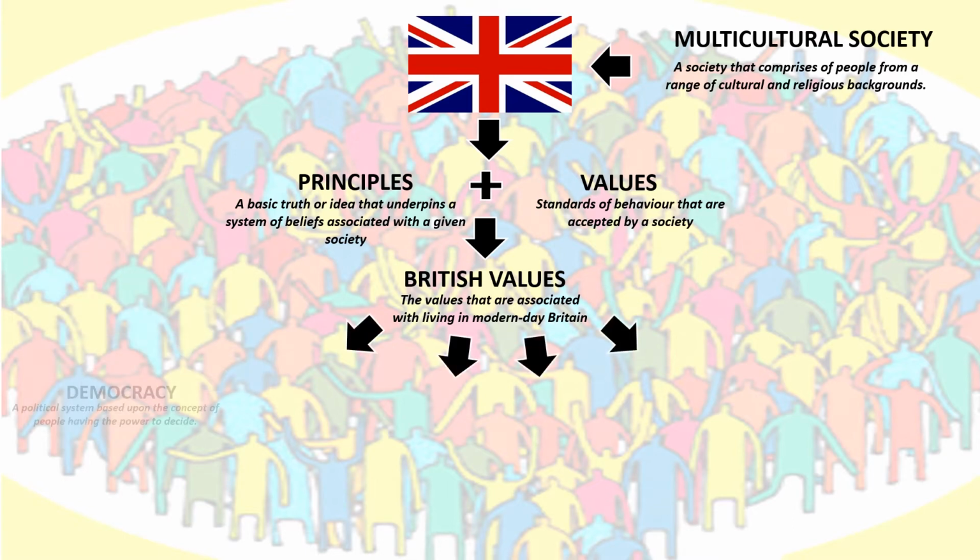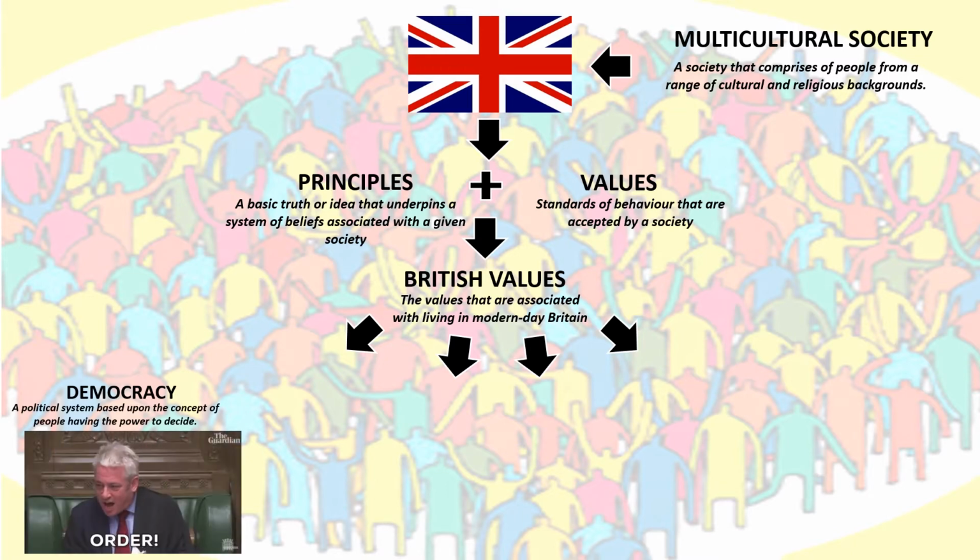British values has four elements. We have democracy, which is a political system based on people having the power to decide, the power to vote, the power to have a say in what happens to them, to the country, and who leads it. So having the power to vote and voting in government elections or in referendums or local council elections, this is democracy.